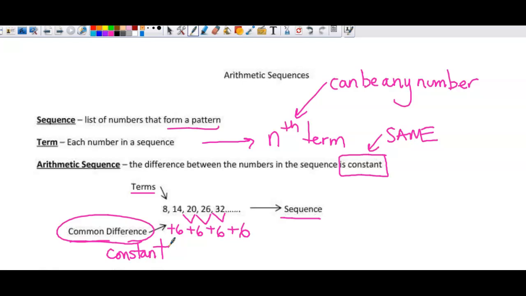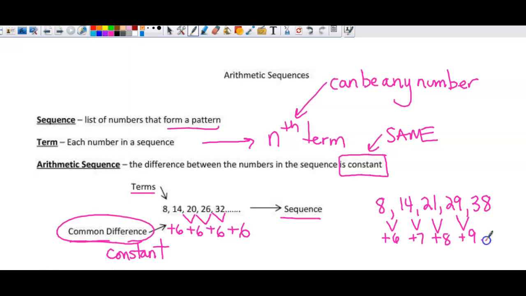Now, some people think if it says 8, 14, 21, 29, 38, that this is an arithmetic sequence. Well, this is add 6, add 7, add 8, add 9, and it follows a pattern. However, it's not arithmetic sequence because the common difference is not constant.